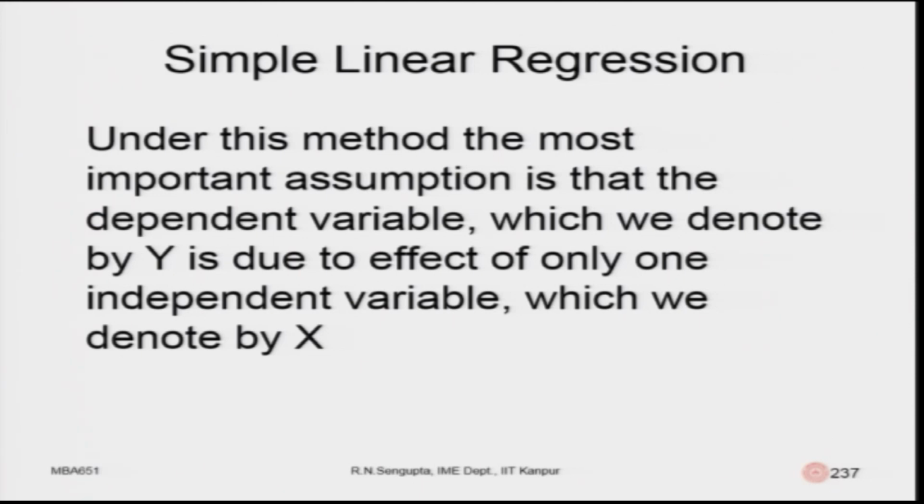So, the important assumption is that the dependent variable, which we denote by capital Y, is due to the effect of only one independent variable. In that case, obviously x would be denoted not with a bold, and the nomenclature would change accordingly. I will come to that later on. So, you will have one x with its values, and we will use those to predict the future values of y, and obviously there would be error, and we will try to tackle how the errors are handled and what their properties are.